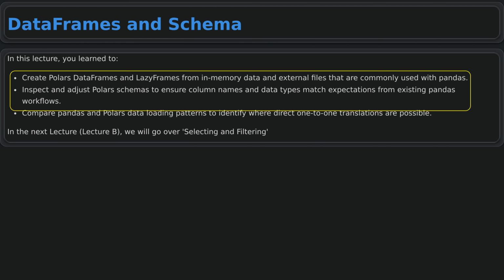In this lecture, you learned to create Polars DataFrames and LazyFrames from in-memory data and external files that are commonly used with pandas. Inspect and adjust Polars schemas to ensure column names and data types match expectations from existing pandas workflows. And compare pandas and Polars data loading patterns to identify where direct one-to-one translations are possible. In the next lecture, Lecture B, we will go over selecting and filtering.